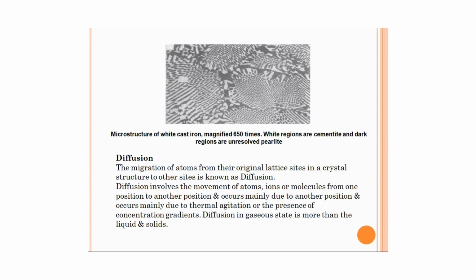So further we will discuss what is diffusion. Diffusion is migration of atoms from their original lattice sites in a crystal structure to other sites. It is known as diffusion.